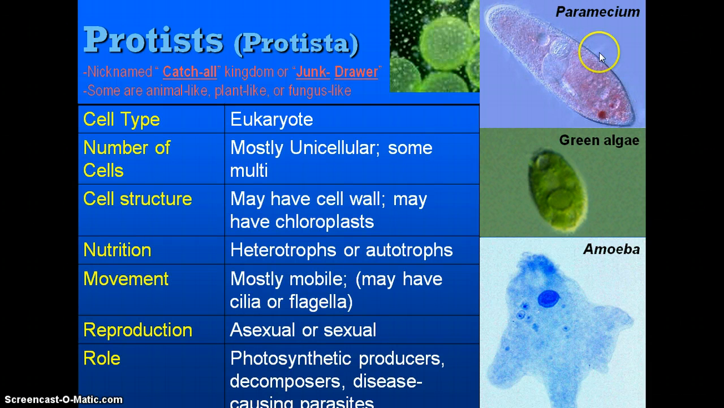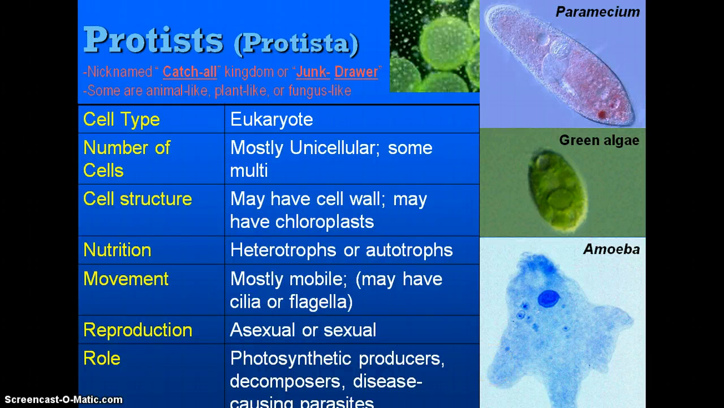So you can see right here, Paramecium is unicellular. The amoeba is also unicellular. Some have a cell wall. Some don't have a cell wall. Some have chloroplasts. Some don't have chloroplasts. It really all depends on the individual organism itself. So the ones that have chloroplasts are obviously going to be autotrophs, so they make their own food, and the ones that don't are going to be heterotrophs. Most of them are mobile by using cilia or flagella, or in the case of the amoeba, moving by pseudopod action.